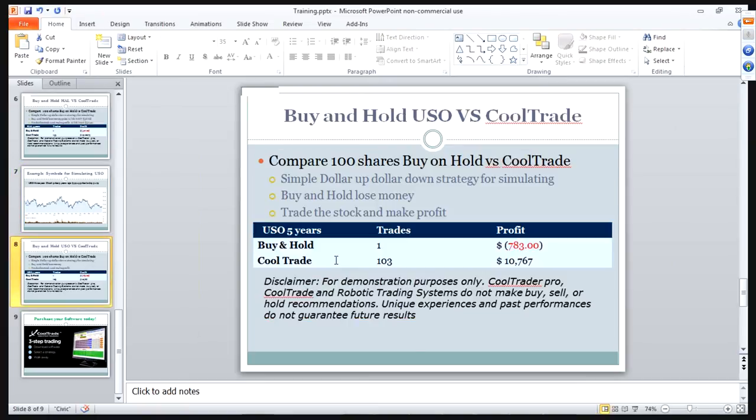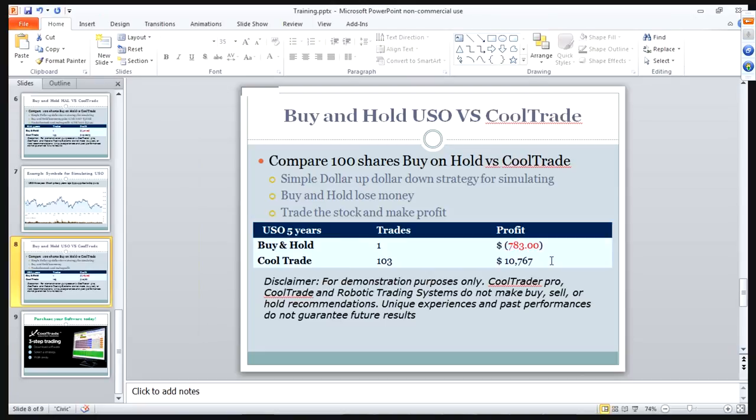This is a 5-year comparison on just 100 shares. Once again, it's a $32 stock, so you're talking $3,200 to buy it. If you bought it and held it, you lost $783, and you lost all that time. You lost 5 years of time, which you can never get back. Cool Trade would have traded that stock 103 times for $10,767 in profit.